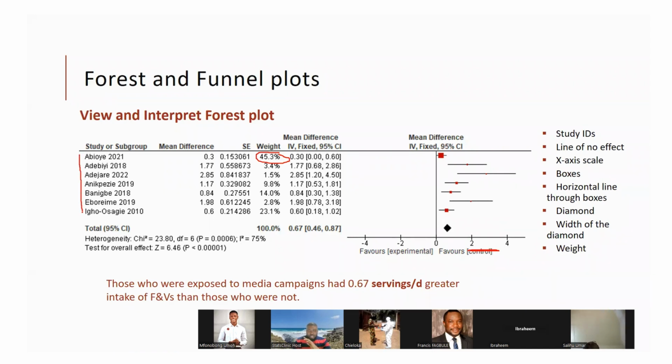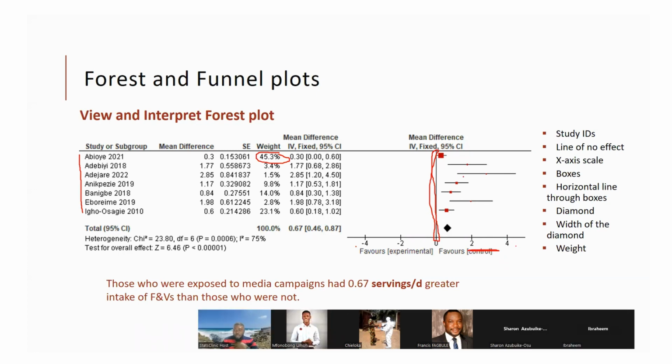we see the study IDs, right? We see the line of no effect. Yes, that's the line of no effect. We see the x-axis scale. It goes from -4 to 4, right? We see the horizontal line through the boxes. What does the horizontal line through the boxes signify? The confidence interval for each study, right? Yes, each of the study. Okay. What does the width of the diamond indicate? The confidence interval of the pooled effect.